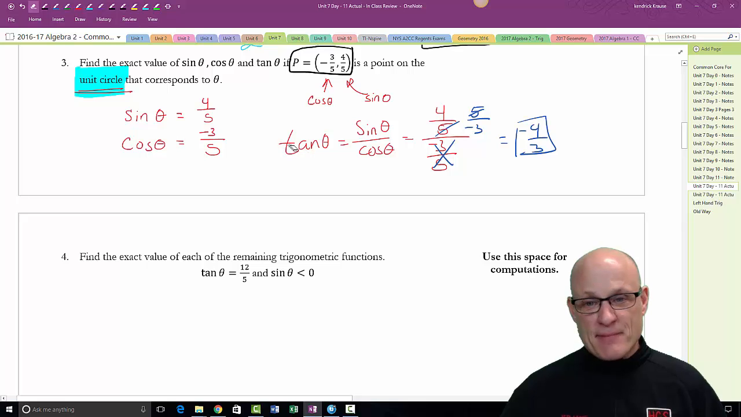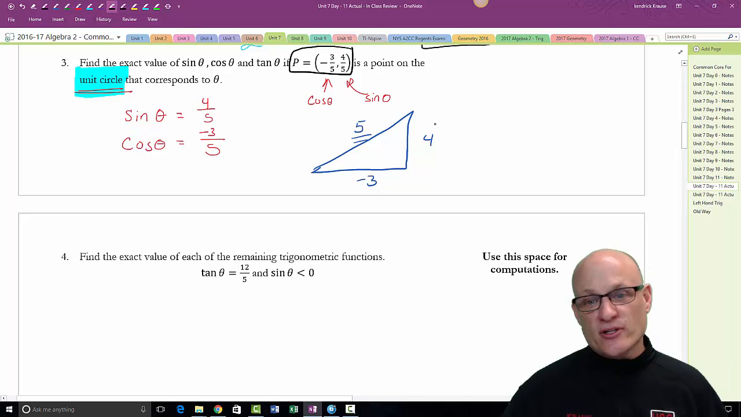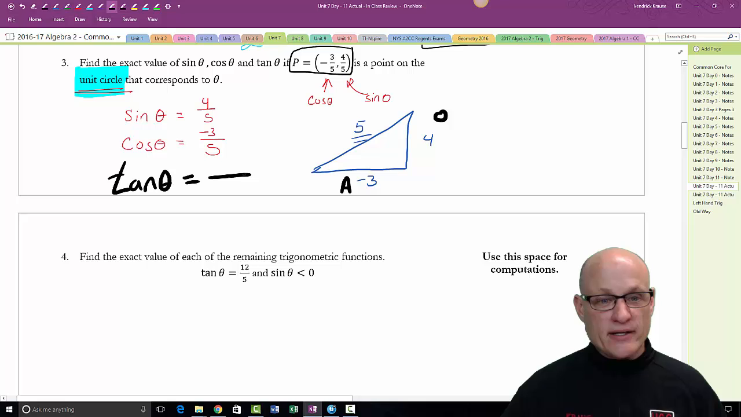Now, if you didn't like that method, because that's one way to do it, and that is the right answer, what you could have just done is said, oh, this is going to be in a right triangle. I know that sine is opposite over hypotenuse. I know that cosine is adjacent over hypotenuse. And I know that tangent is opposite over adjacent, 4 over -3. So tangent, in my big bold black pen here, is -4 over 3.